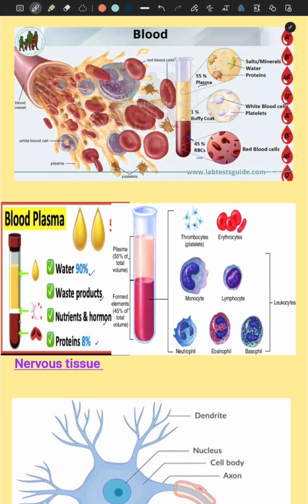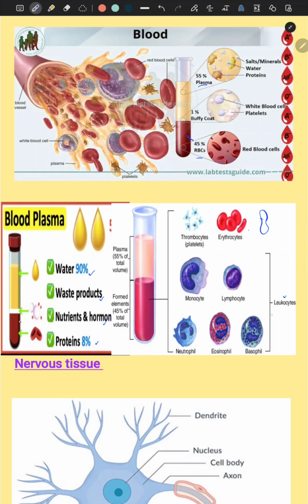Blood plasma is involved in the transportation of different materials throughout the body. The corpuscles are of three types. One is red blood cells or erythrocytes. They are biconcave in shape. They contain hemoglobin, so they have a red color. They are involved in the transportation of oxygen throughout the body. The other one is platelets. Platelets are involved in blood clotting, and the other corpuscle type is leukocytes or white blood cells.